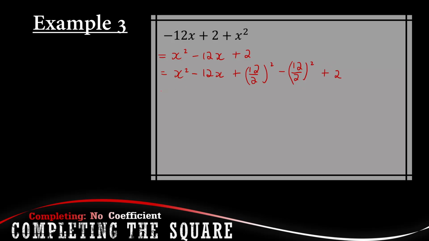Grouping the first three terms, we get x minus 6 all squared, and that becomes minus 6 squared, which is negative 36. Negative 36 plus 2 is negative 34, and there we have it.